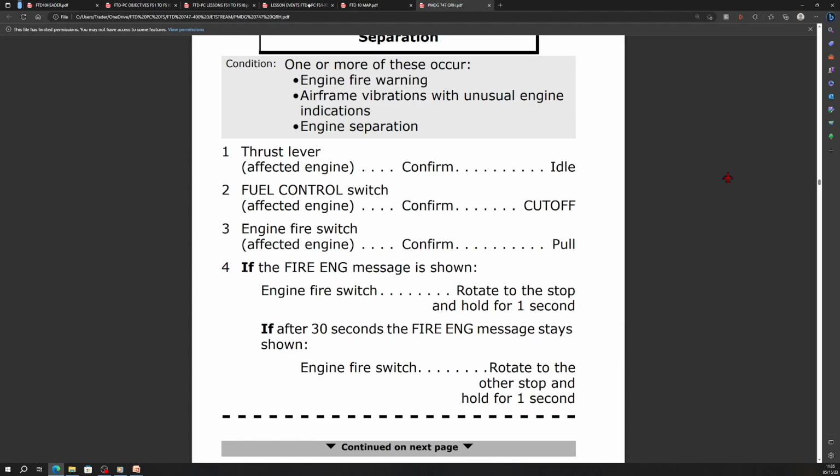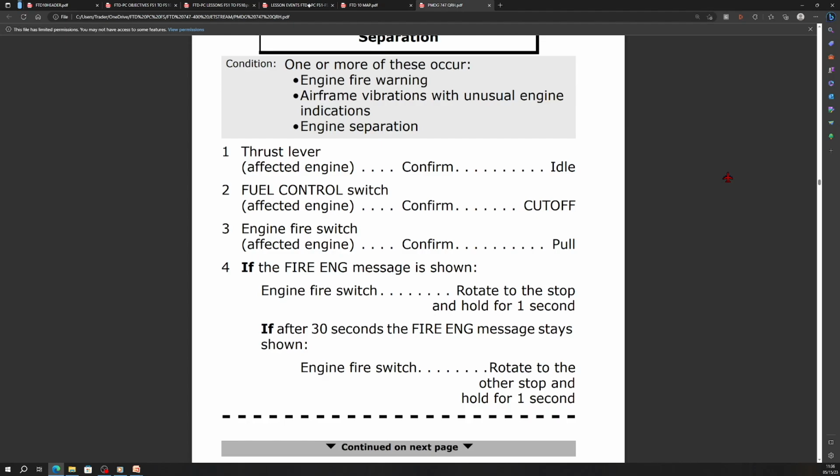There's a little bit of a sponginess to it, so when you rotate the fire switch, you have to go that last little oomph, and you'll feel there's just a little give there, and that's what actually fires the squib. So if you just pull it, rotate it, and you don't hold it all the way to the stop, you could rotate it without firing the bottle.